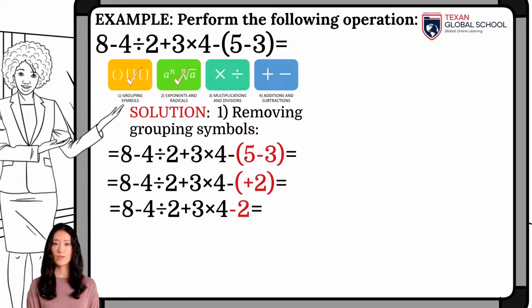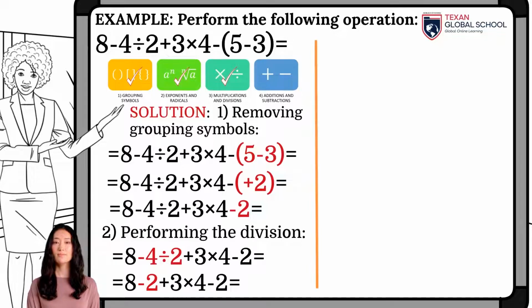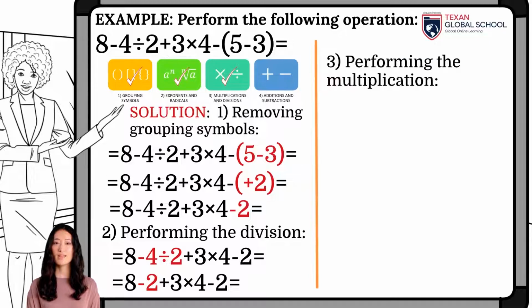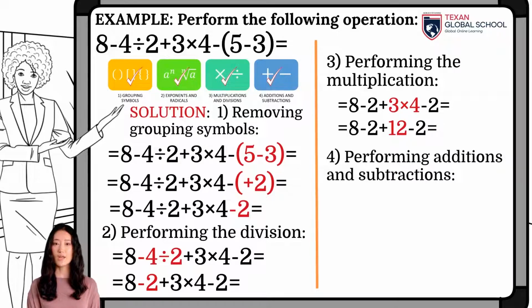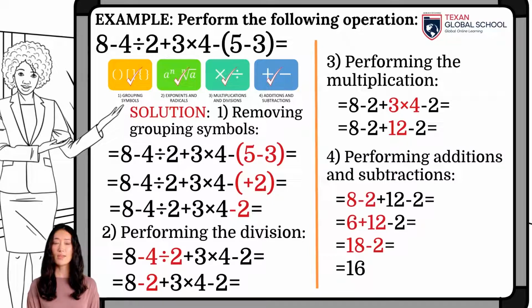Since there are no powers or roots, we perform multiplications and divisions. We will start from the left all the way to the right. So, negative 4 divided by 2 is negative 2. Now, performing the product, we have that 3 times 4 is 12. Finally, we perform additions and subtractions. It is also suggested from left to right. We have that 8 minus 2 is 6. Hence, 6 plus 12 is 18. And finally, 18 minus 2 is 16.